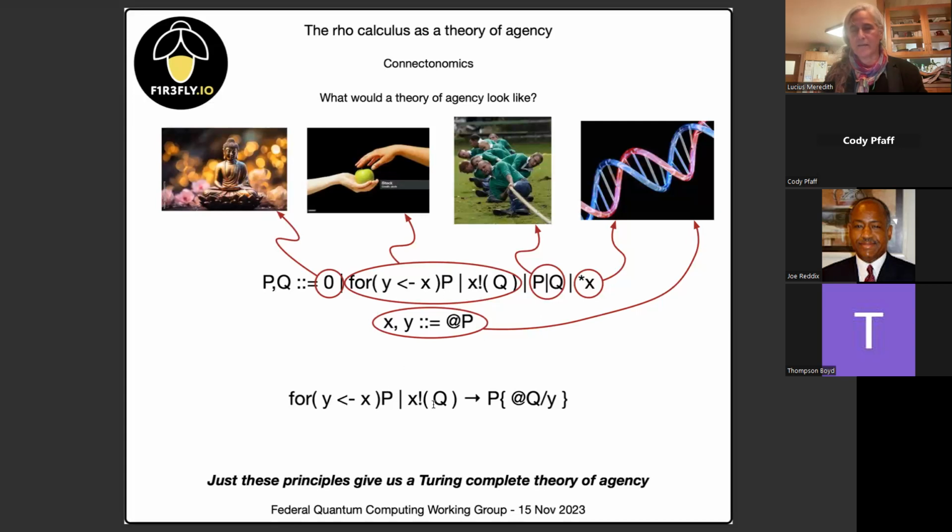And then the execution model is just that if I have an agent, a process that is waiting on x for some data before it starts running P, in parallel composition with a process that's sending some data on x, that just transitions to P, in which everywhere that y occurs, we substitute the code of Q, where Q was the message. Hopefully that makes sense.